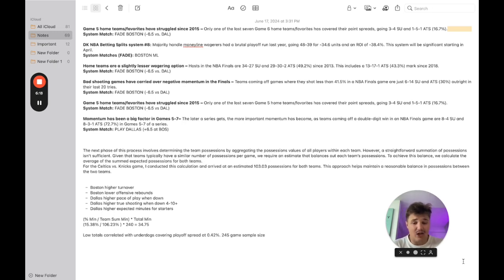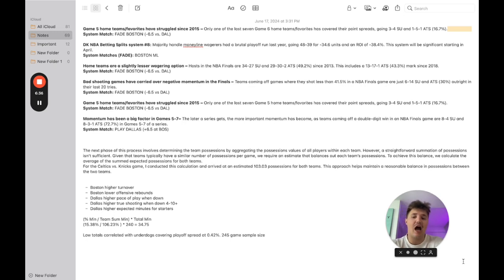Dallas has a higher true shooting percentage when down 4 to 10 points. Once again, the spread is within that range. I think we see them down in that range for a solid portion of this game, and their shooting percentage tends to increase when they are down in that interval.